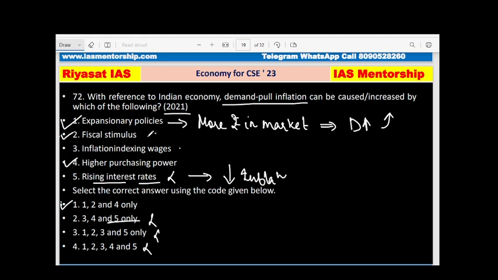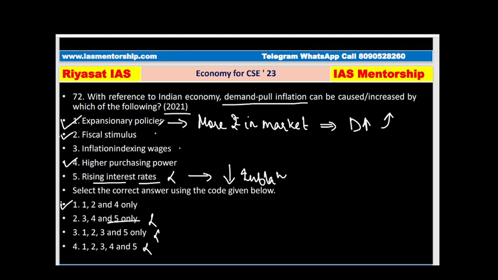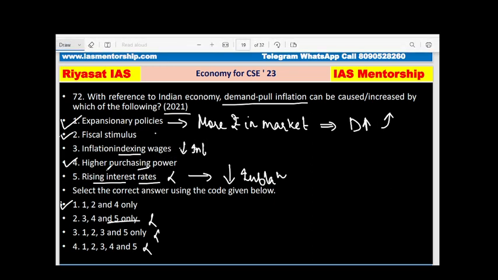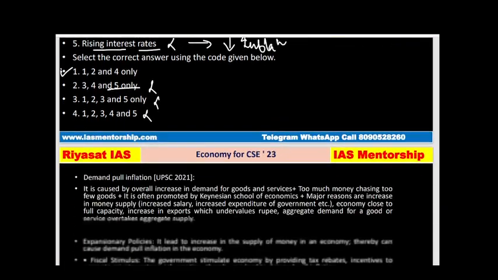Fiscal stimulus again refers to expansionary policy which government bring out for the welfare of the people. This will again increase the amount of money in the market. High purchasing power, which means that less money can buy more things. So eventually people will be more excited to go to market and eventually this will increase the demand pull inflation. And this will decrease the inflation, not increase. Inflation indexing wages, it refers to decrease. So 1, 2 and 4 is your correct option.